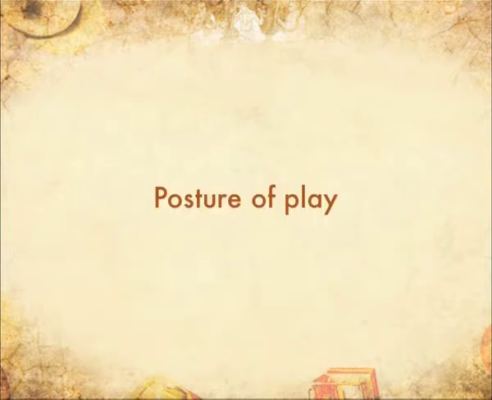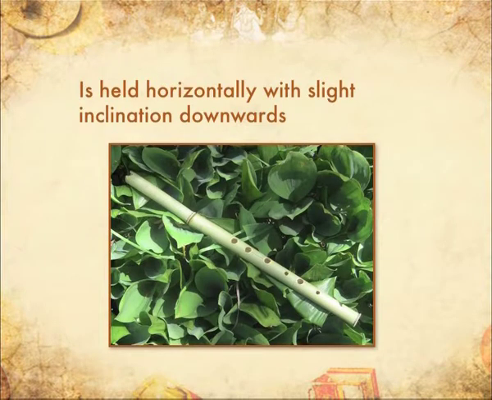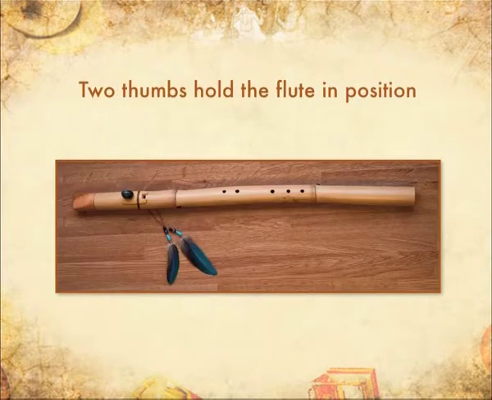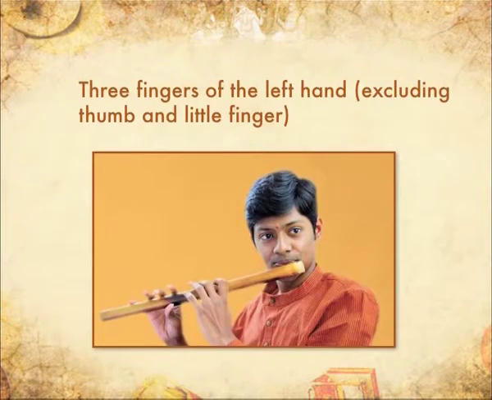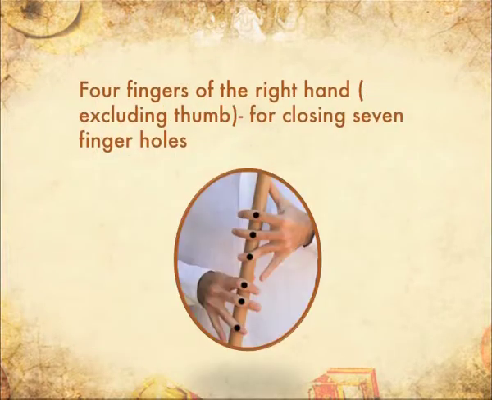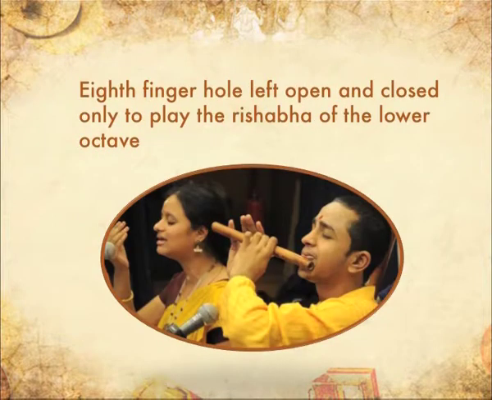Posture of play. The concert flute is held horizontally with a slight inclination downwards. The 2 thumbs are used to hold the flute in position. 3 fingers of the left hand, excluding the thumb and the little finger, and 4 fingers of the right hand, excluding the thumb, are used for closing the 7 finger holes. The 8th finger hole at the extreme right is left open and is closed only when it is desired to play the rishabha of the lower octave.